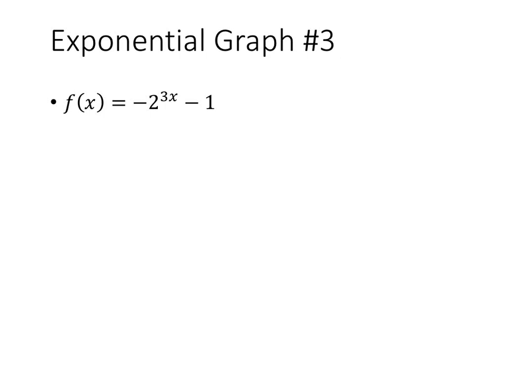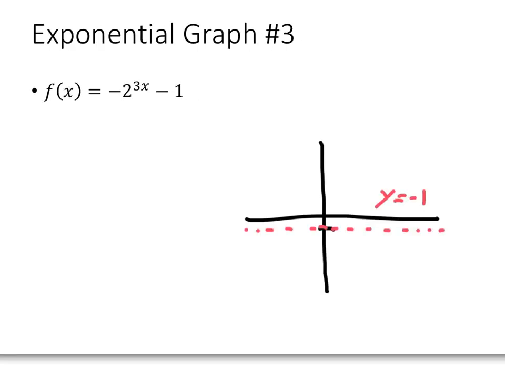Hey everyone, here's one more example of an exponential graph. We'll start by noticing that because the graph is translated down 1 unit, the asymptote's going to be at y equals -1. Next we identify our a value and our b value.